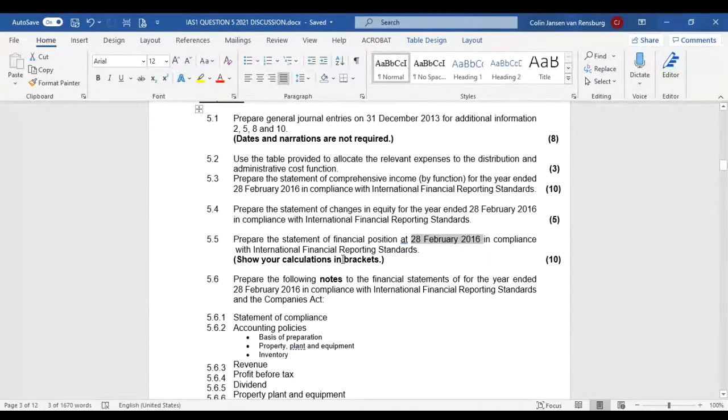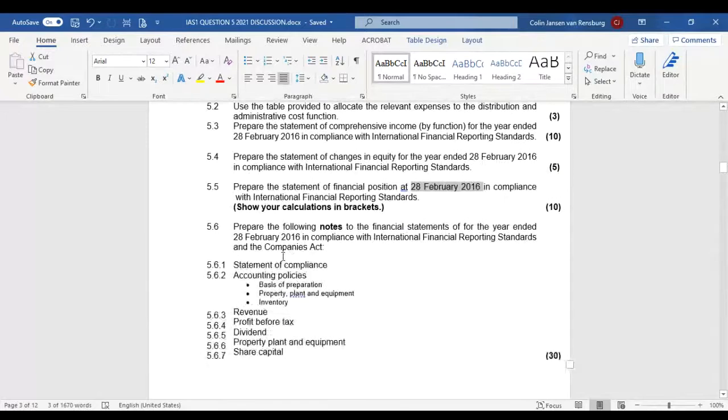In compliance with international financial reporting standards. There's an invitation that you can show your calculations in brackets. Well, that you won't be able to do in an online test, obviously. Then paragraph 5.6: prepare the following notes to the financial statements of the year ended 28th of February 2016 in compliance with international financial reporting standards and the Companies Act.